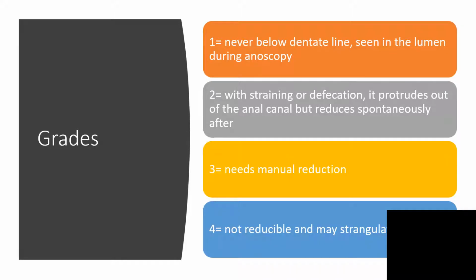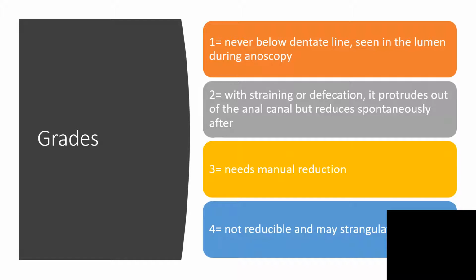Hemorrhoids are graded into four. Grade 1 is never below the dentate line, seen only in the lumen during endoscopy, particularly anoscopy. So the affected individual would not even know that anything is happening. Grade 2, with straining or defecation, the hemorrhoid will protrude out of the anal canal, but on its own it is going to reduce. So there will be spontaneous reduction.